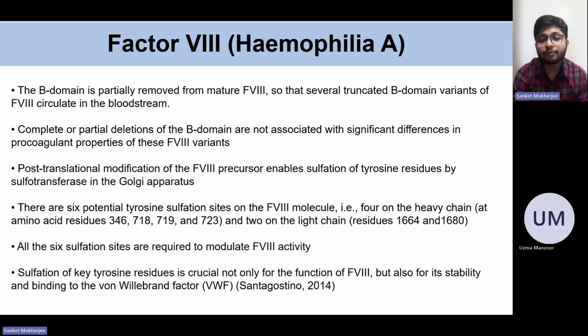Post-translational modification of F8 precursor enables sulfation of tyrosine residues by sulfotransferase in the Golgi apparatus. So there are 6 potential tyrosine sulfation sites on the F8 molecule, that is 4 on the heavy chain and 2 on the light chain. All the 6 sulfation sites are required to modulate the activity of F8, and the sulfation of key tyrosine residues is crucial not only for the function of the clotting factor, but also for its stability and binding to the von Willebrand factor. So F8 plays a very major role.